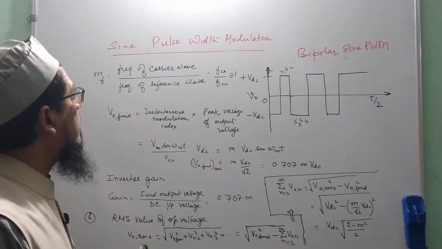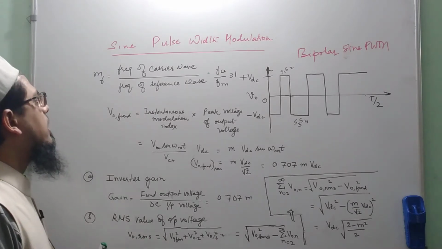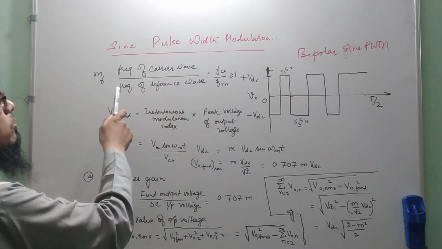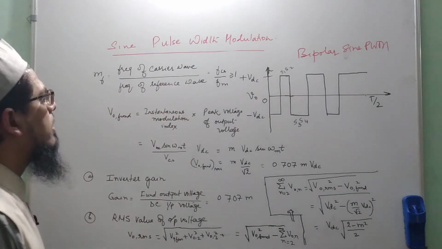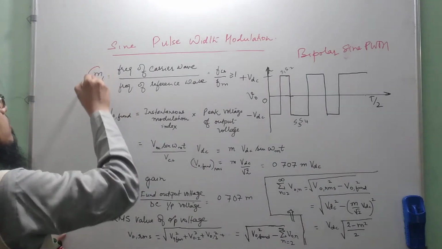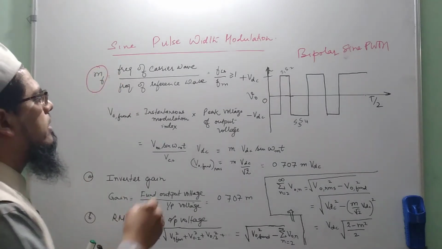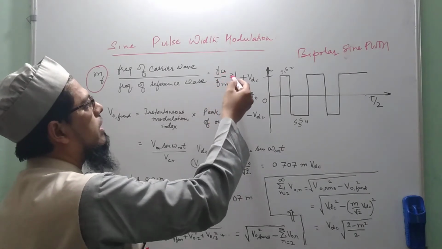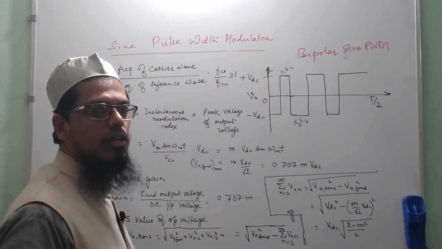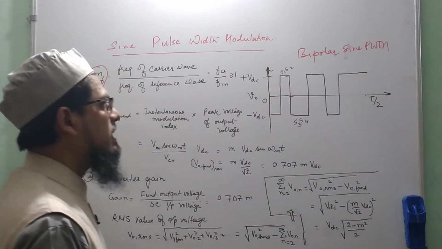Let me define the ratio of the frequency of the carrier wave to the frequency of the reference wave as MF. This is FCR by FM, and this has to always be greater than or equal to 1. Normally it is quite high.